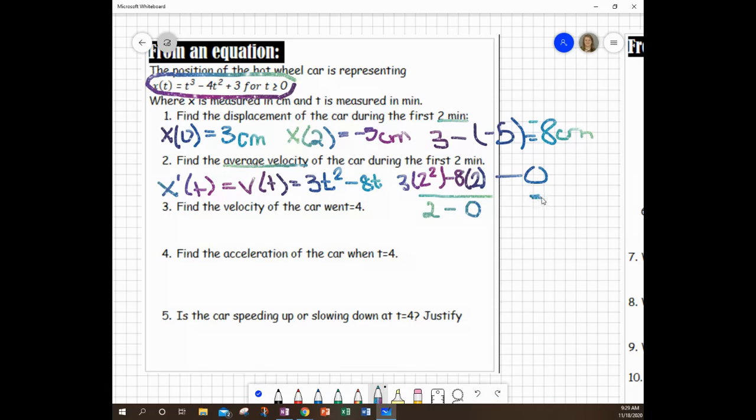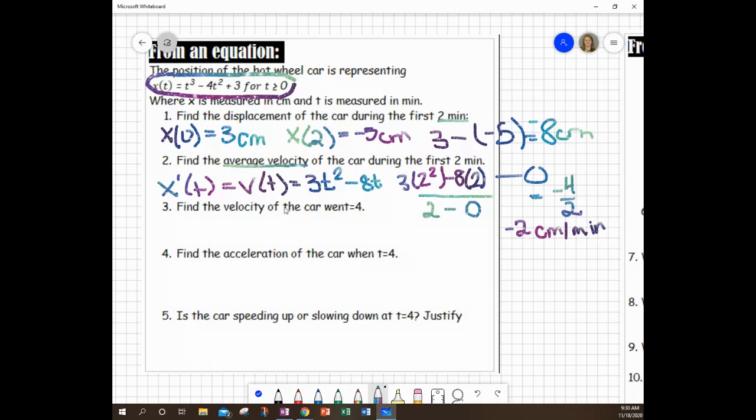So what ends up happening is I end up getting on the top, 12 minus 16, which is negative 4. Negative 4 over 2 is going to give me an average velocity of negative 2. And then don't forget our units, so centimeters per minute, because that's what it tells me my units are in here.